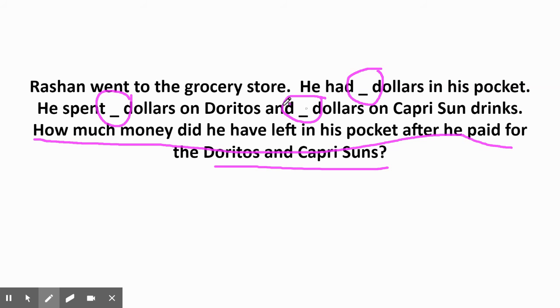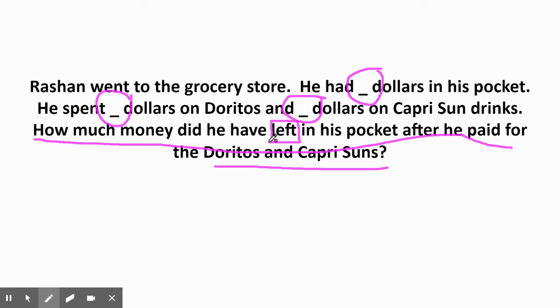Now, I know when there are three numbers in a problem, that means I have two steps to do. I'm going to have to do two things to solve this problem. Okay? How much money did he have left in his pocket? Well, left is another word I know. Something happened to some of that money.